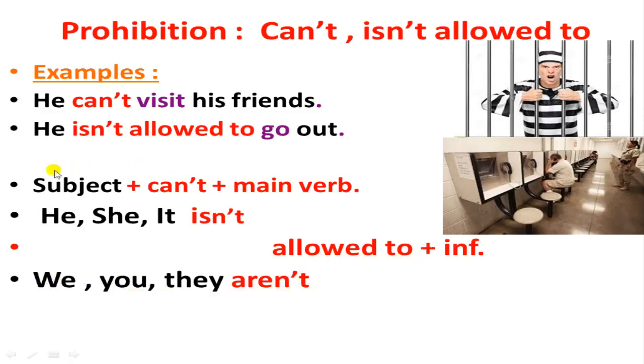Again, this is the formation, the form. We use subject, can't, main verb, or we use not allowed to plus infinitive. He, she, it, isn't. We use they aren't allowed to plus infinitive. This is prohibition. You can't do it.